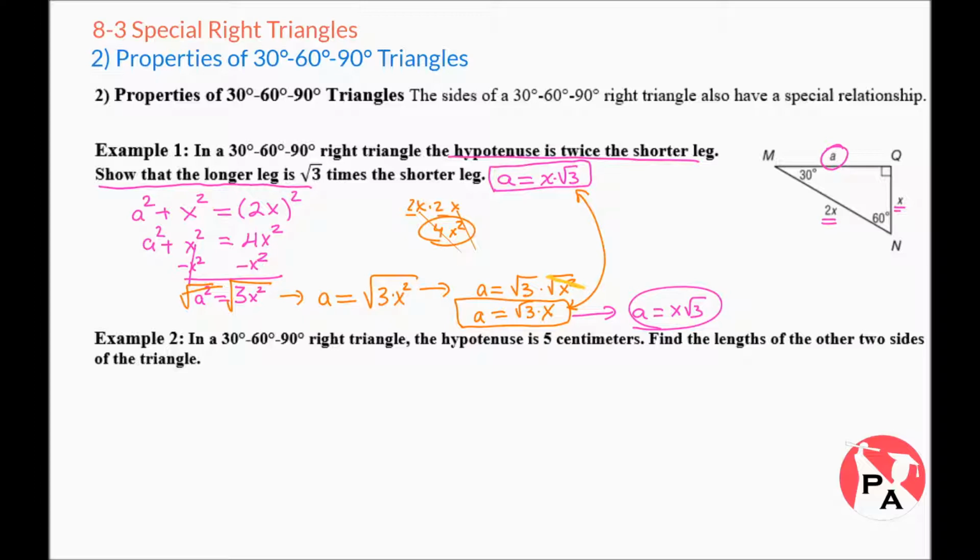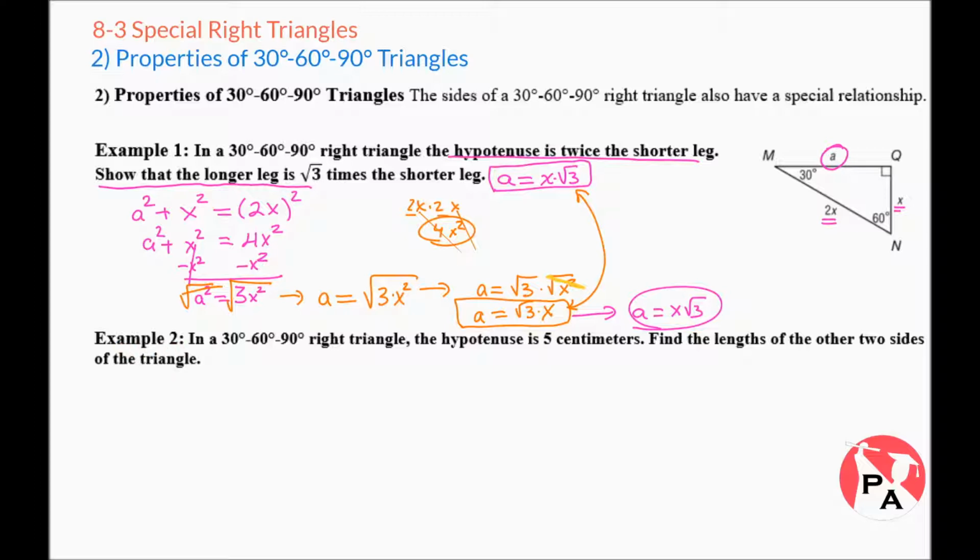This is basically the relationship we have in this type of triangle, 30, 60, 90 degrees. The hypotenuse is 2 times the shorter leg, and the longer leg is radical 3 times the shorter leg. That is the relationship that we need to keep in our minds.